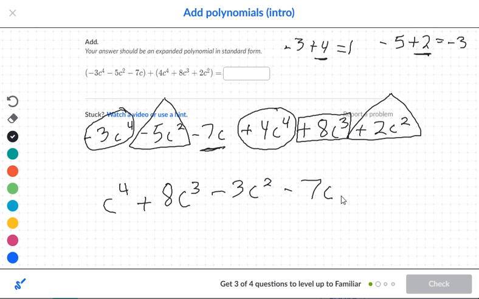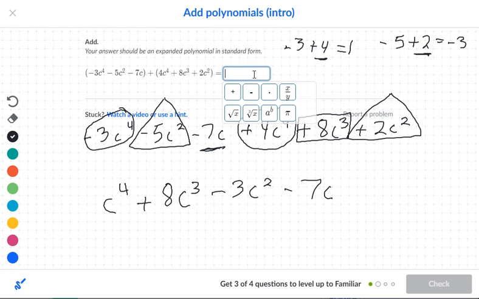So I have c to the fourth, 8c to the third, minus 3c to the second, minus 7c. And this is in standard form. Remember, standard form goes from the highest exponent to the lowest exponent. Now we're going to type this in.